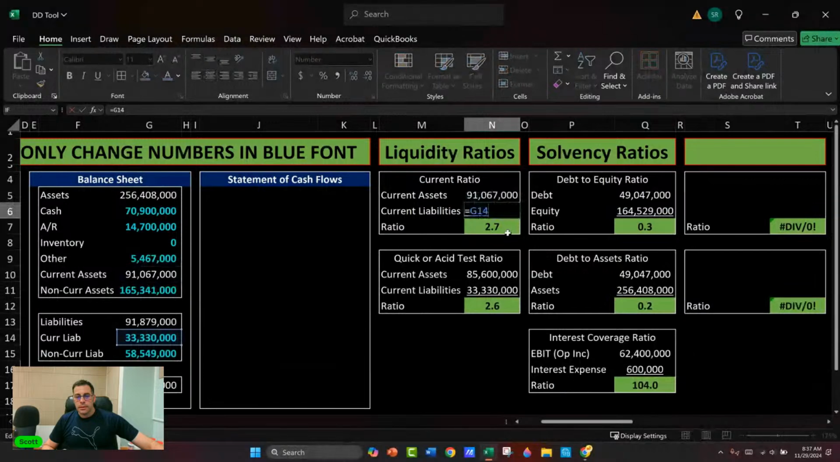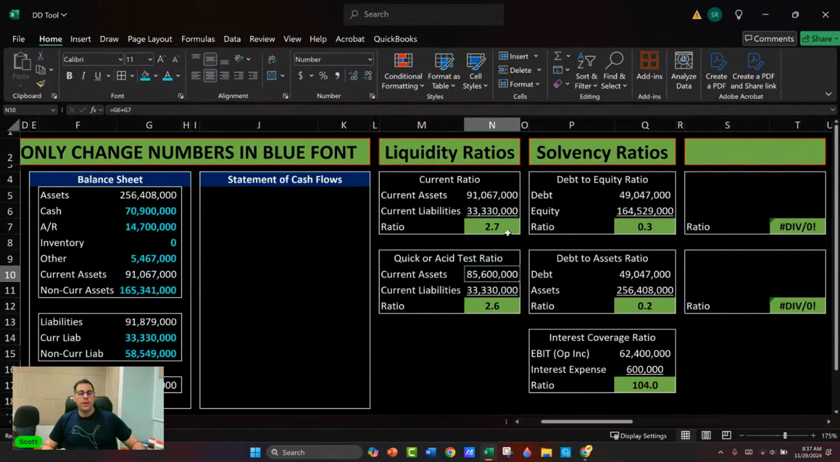Our current liabilities and a quick ratio, which is current assets excluding inventory over current liabilities.